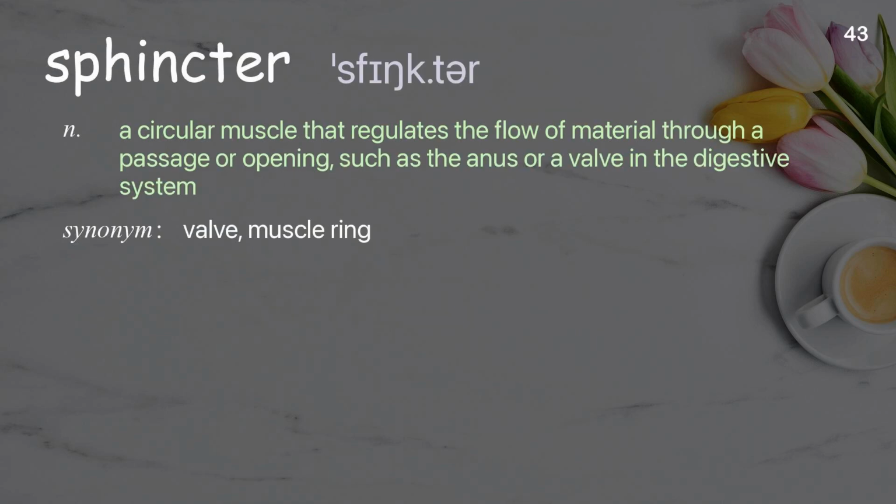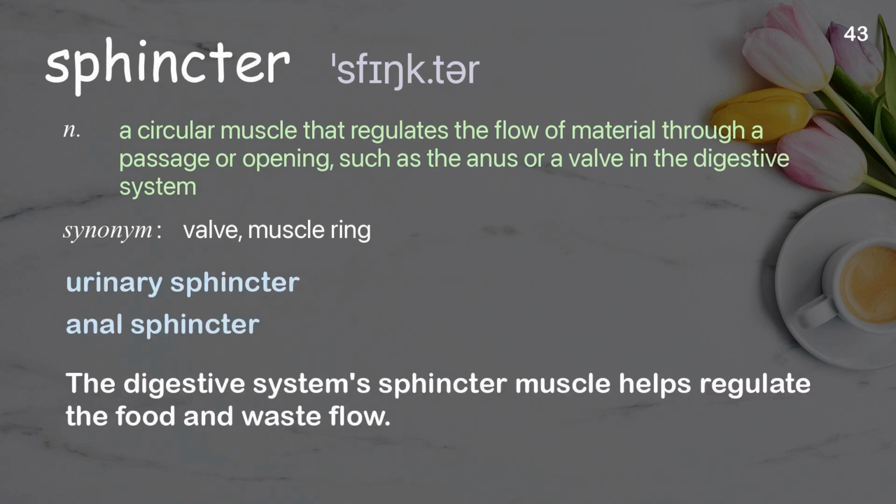Sphincter. A circular muscle that regulates the flow of material through a passage or opening, such as the anus or a valve in the digestive system. Examples: Urinary sphincter. Anal sphincter. The digestive system's sphincter muscle helps regulate the food and waste flow.